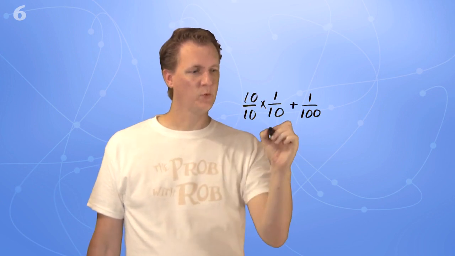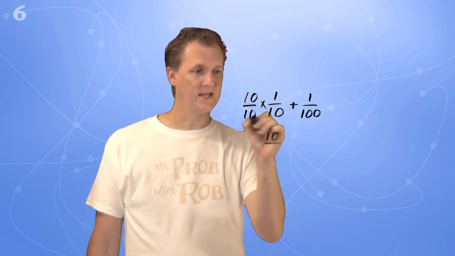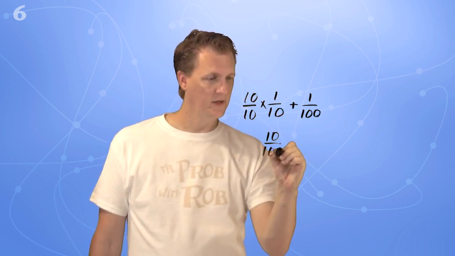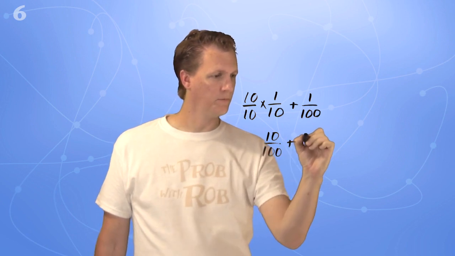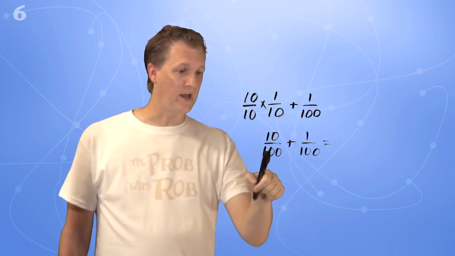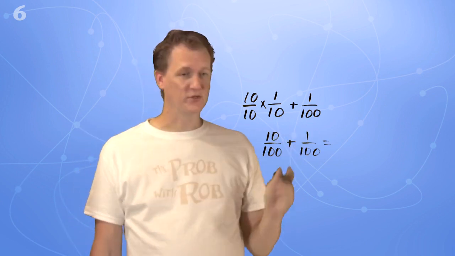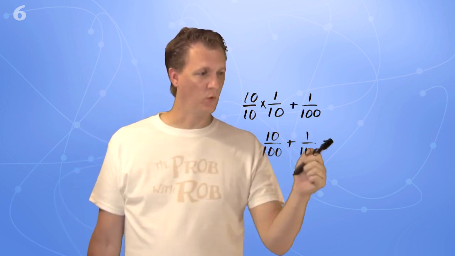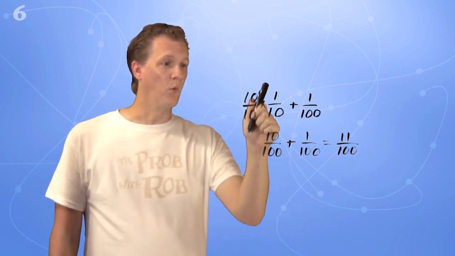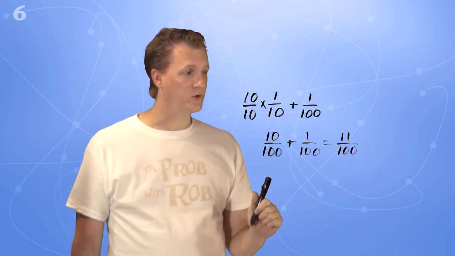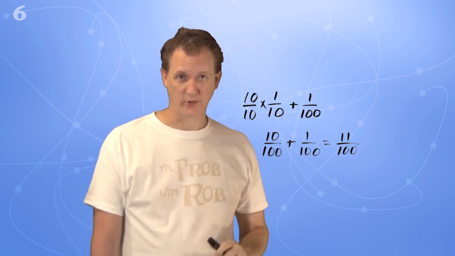So 10 times 1 equals 10. 10 times 10 equals 100. Then I'll bring down this part of the problem, 1 over 100. And now we have 100 as the bottom number of both fractions, so we just add using the simple procedure. 10 plus 1 equals 11, and we keep 100 as the bottom number. So 1 over 10 plus 1 over 100 equals 11 over 100.